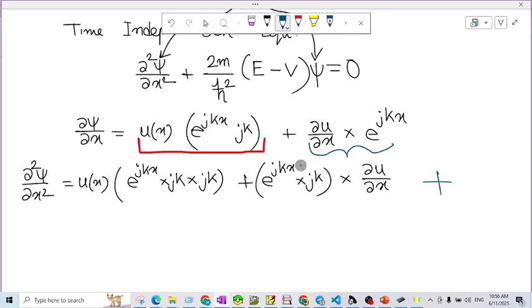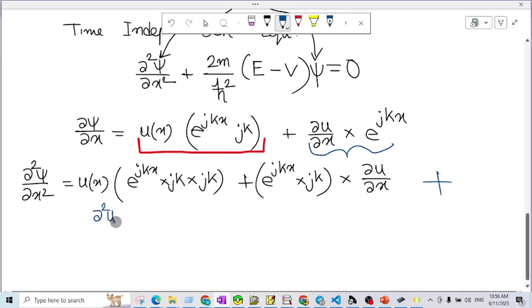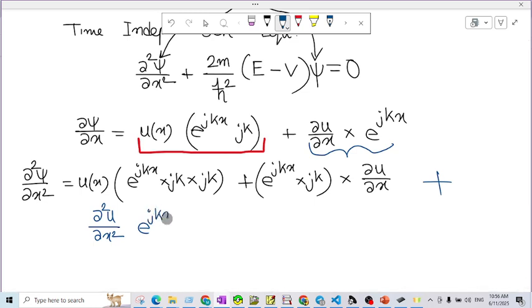Let me check again. Let me differentiate this term. If I differentiate the first term, I will get d square u divided by dx square, and let's not differentiate this term, so e to the power jkx. And if I don't differentiate the first term, then I have to differentiate the second one, so e to the power jkx into jk.